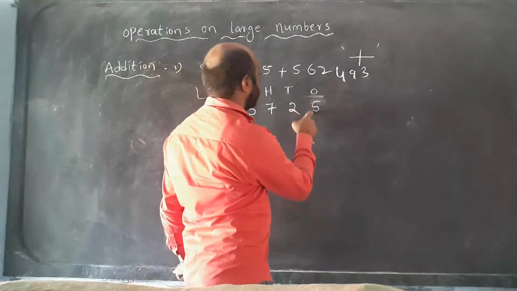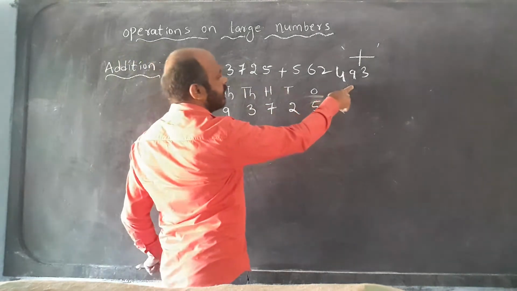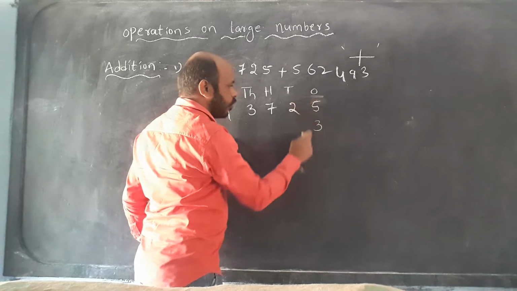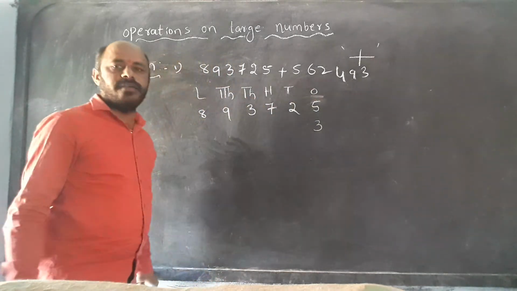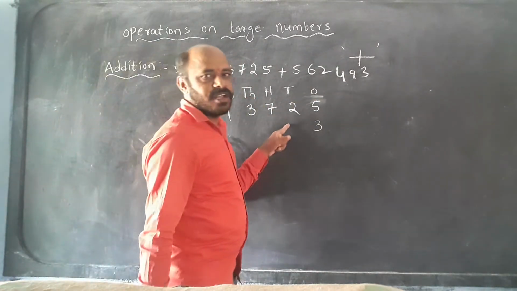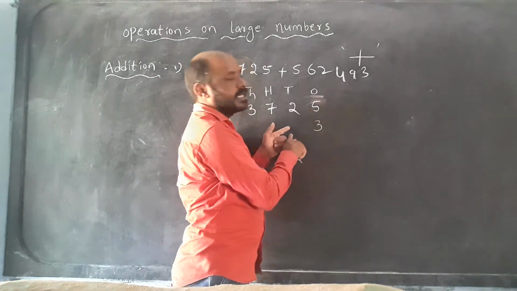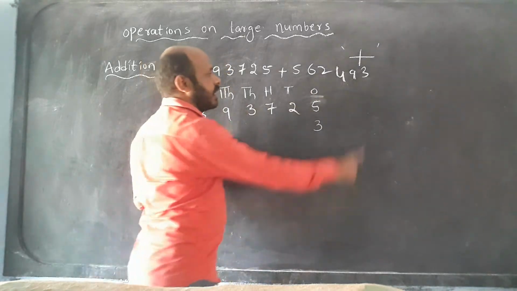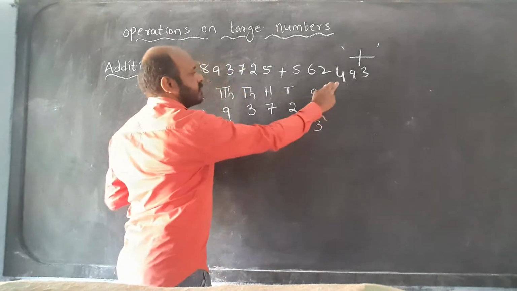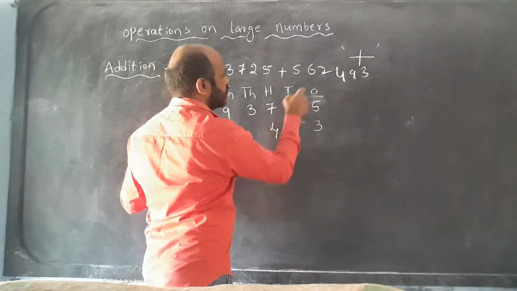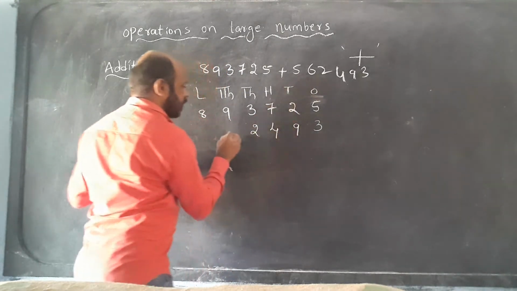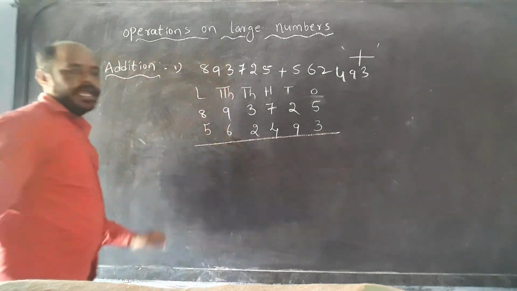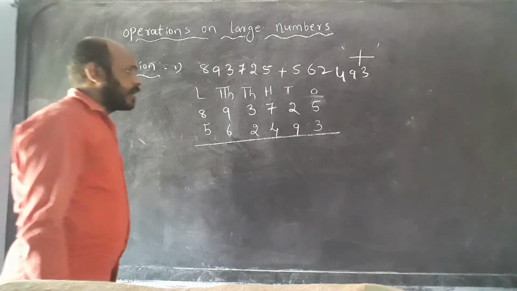In the ones place, the first digit is 5. In the second number, the ones place digit also goes in the ones place. Don't write into the tens place, because if you write 3 in the tens place, the value will change. Ones place goes under ones place, tens place under tens place. 4 is the hundreds place, 2 is the thousands place, 6 is the ten thousands place, and 5 is the lakhs place. Then draw the line.